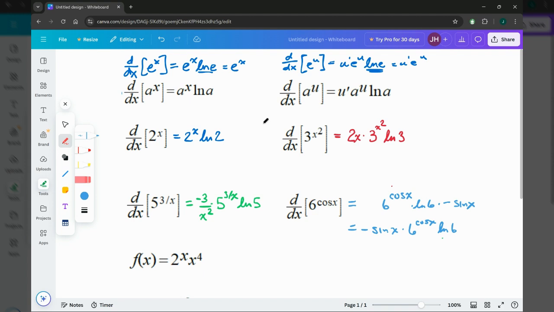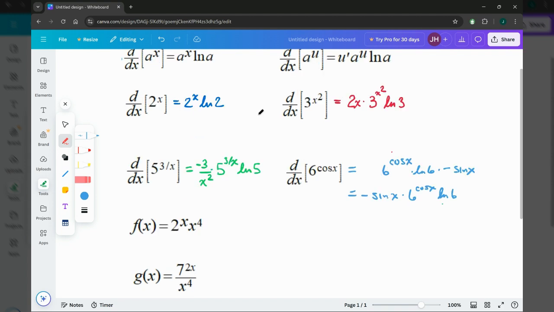It is exactly like taking the derivative of e to the x, except we're just multiplying by the natural log of the base. Now, let's do a problem where it involves a product rule. How would you find f prime here?